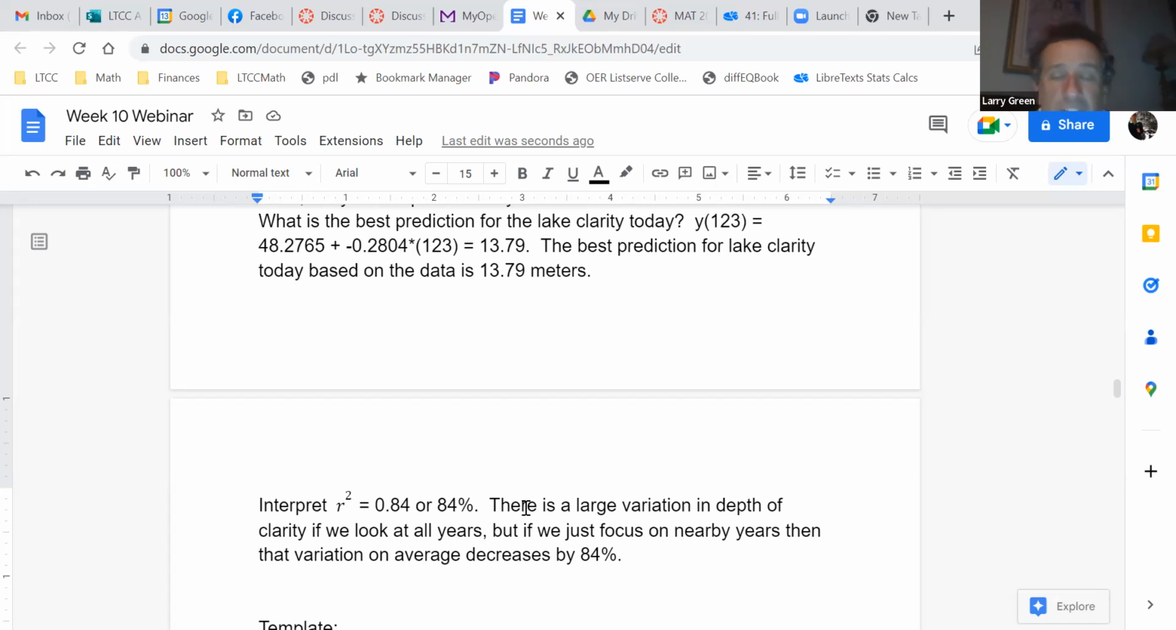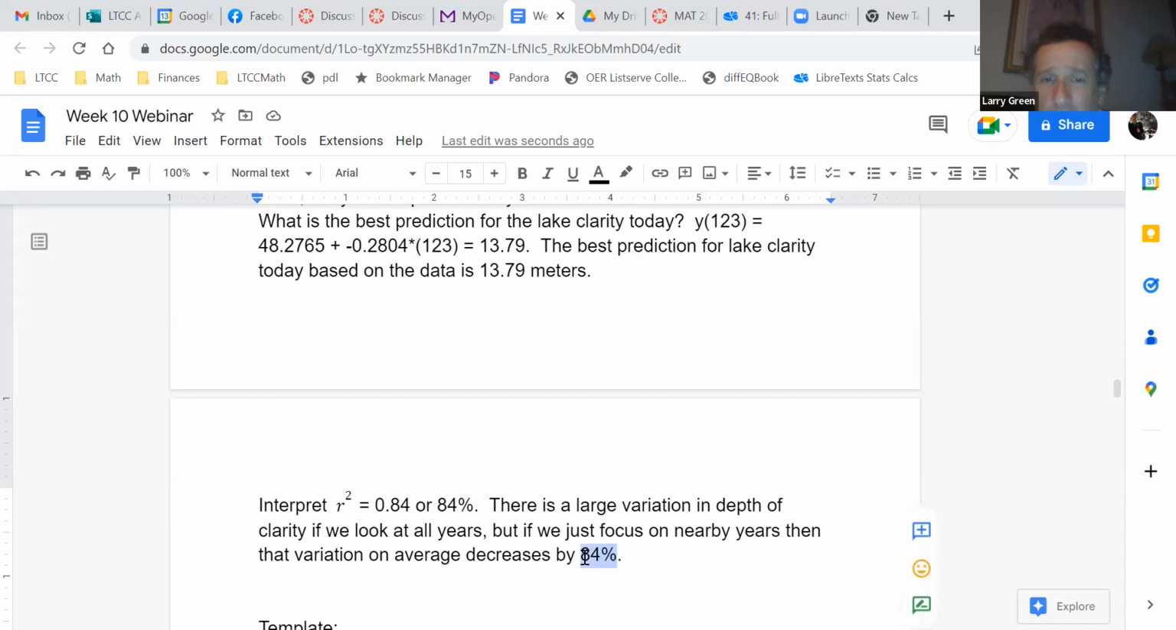Okay, so sometimes you'll say that there's a lot of variation in the depth of clarity, but 84% of that variation can be explained. Sometimes they'll use the words explained by year. It's a little confusing, but that's what they'll often say. You'll often read that the year will explain 84%, which means that if you just look at the year and not worry about far away years, then 84%. And then the rest of it, the 16%, is explained by other things.